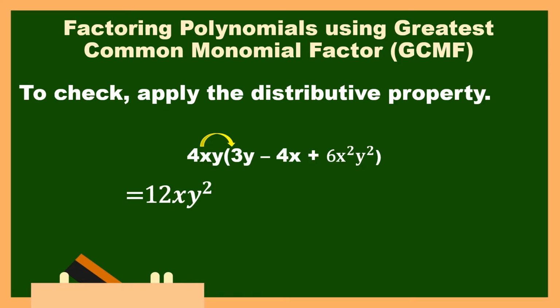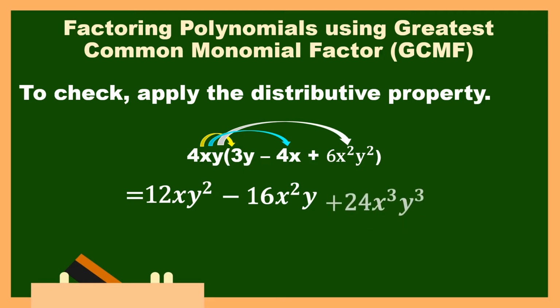And then, i-multiply ulit ang ating GCMF na 4xy sa second term. So, 4xy times negative 4x, it results to negative 16x squared y. Kasi unlike sign, kaya negative yung sign. Then, i-multiply na naman natin ang GCMF natin na 4xy doon sa ating last term ng resulting quotient, which is 6x squared y squared. So, 4xy times 6x squared y squared equals to positive 24x cubed y cubed. And the result is correct.